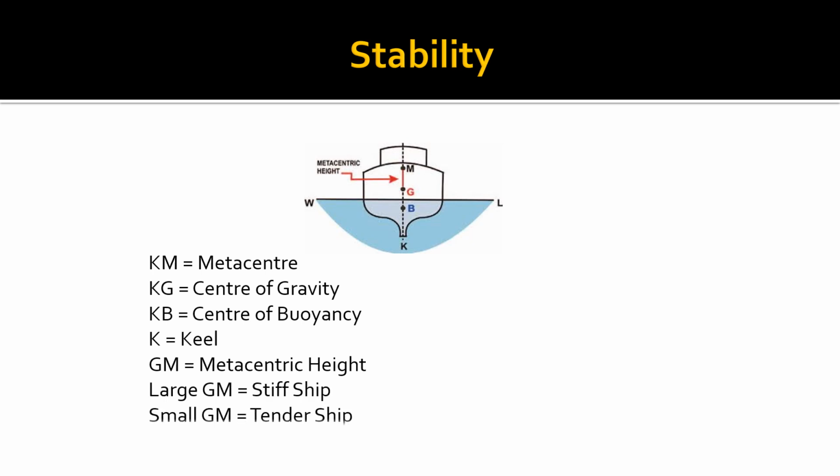If at any point we should have a large GM, the vessel would be considered to be stiff. That means too much weight would be near the keel or in the lower hold. If the GM is small, then we would have a tender ship. That means too much weight would be on the tween deck or the upper deck. It is good to have a suitable GM, not too large, not too small, so that your vessel will not experience any of these conditions.